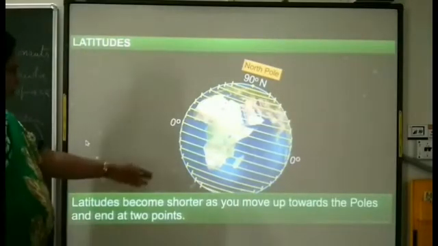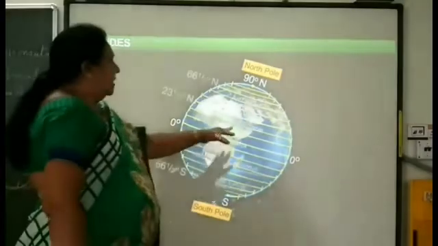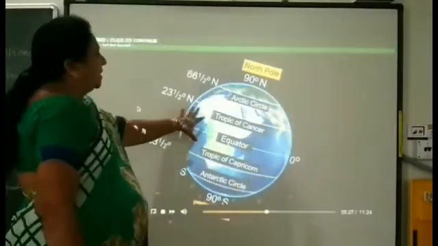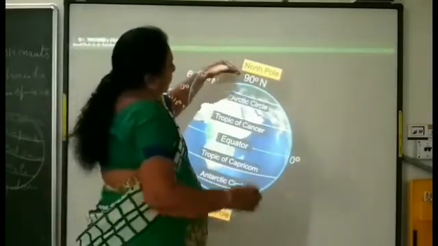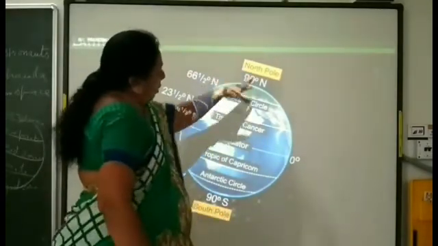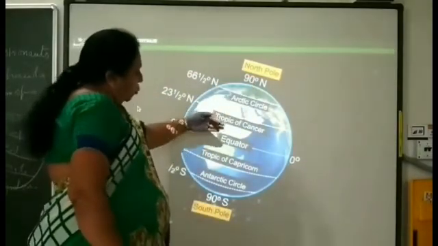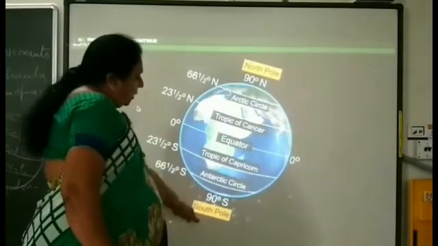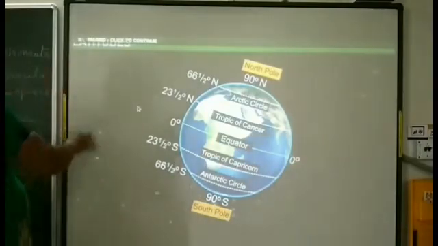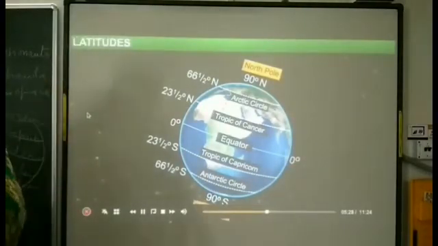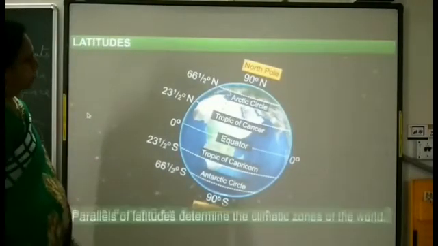So here it is shown that in the middle, the parallels of latitudes are broadest at the equator. As you go up, they decline, until the North Pole. And when you go from the equator to the south side, again the lines decline, until the South Pole. They also determine the climatic zones of the world.